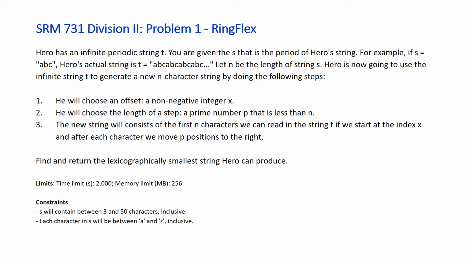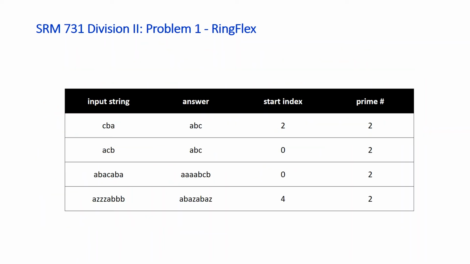And note that the string we're going to be given is at most 50 characters, and every character is going to be between lowercase a and z. So let's take a look at some examples to inform how we're going to solve this problem. And note that lexicographically just means the order in which you'd find it in a dictionary.